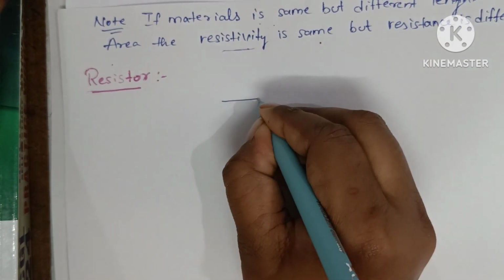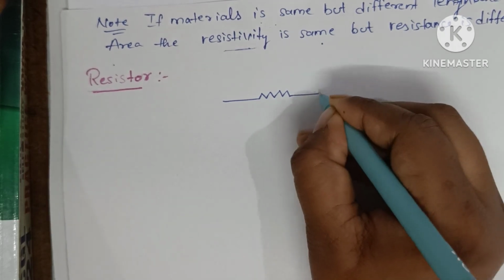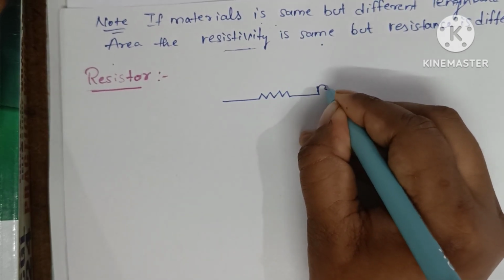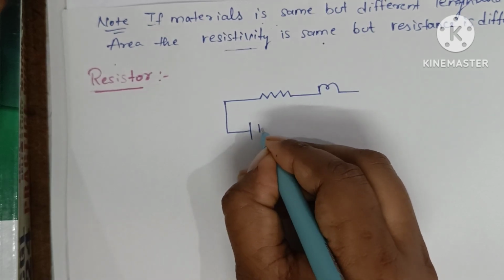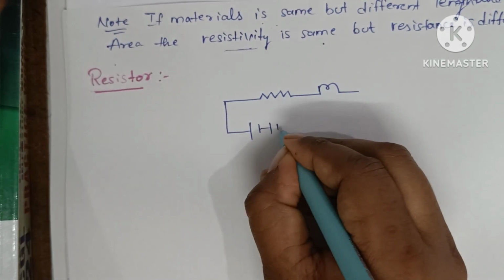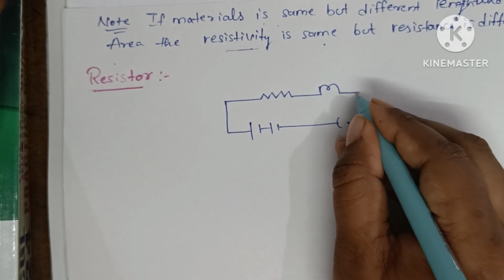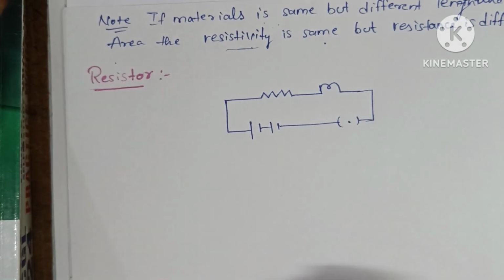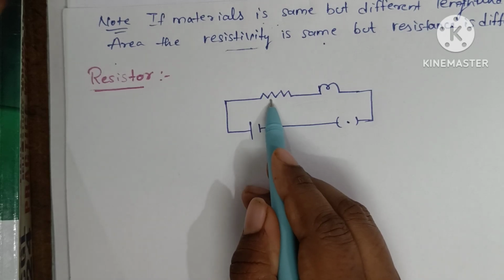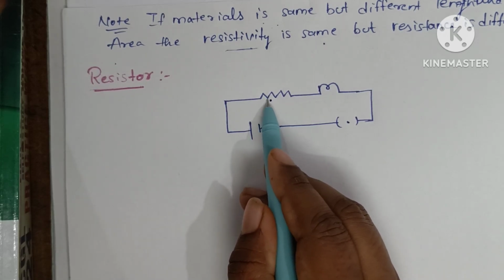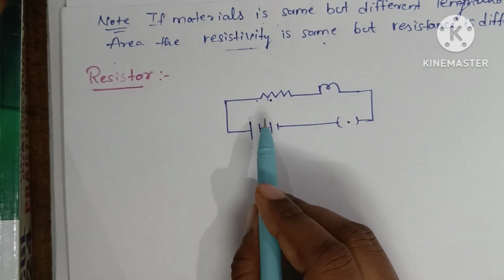For example, in the circuit, I connect one resistor, and I keep a bulb and one battery, and I switch it on. Why did I keep the resistance? What will resistance do here? It opposes the flow of current, right?